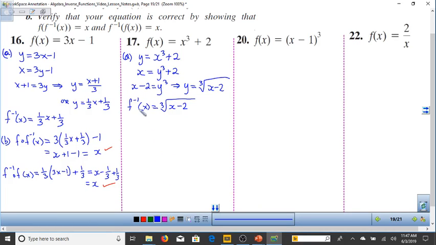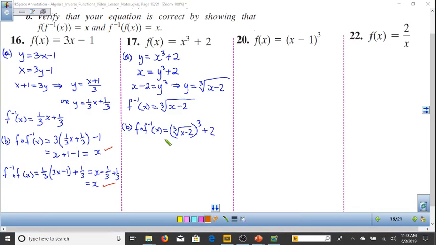Now, to check if we are correct, we'll do f of f inverse of x. So that will be cube root of x minus 2, that's raised to the power 3, and then plus 2. Now the cube root is undone by the cube. So that leaves just the radicand, x minus 2 plus 2, and the negative 2 and the 2 will cancel each other, just leaving the x.